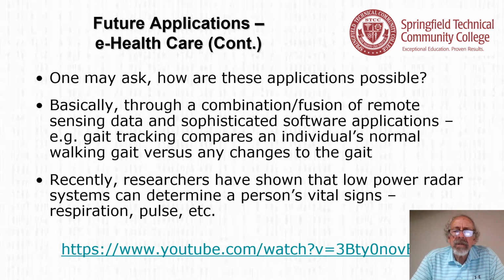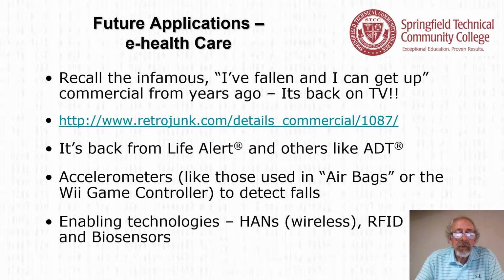One may ask, how are these applications possible? Basically through a combination or fusion of remote sensing data and sophisticated software applications. For instance, gait tracking compares an individual's normal walking gait versus any changes to the gait. You can learn lots of things about what's going on with that person. Recently, researchers have shown that low-power radar systems can determine a person's vital signs, things like respiration, pulse, and so forth. And again, there's another YouTube video you want to take a look at.